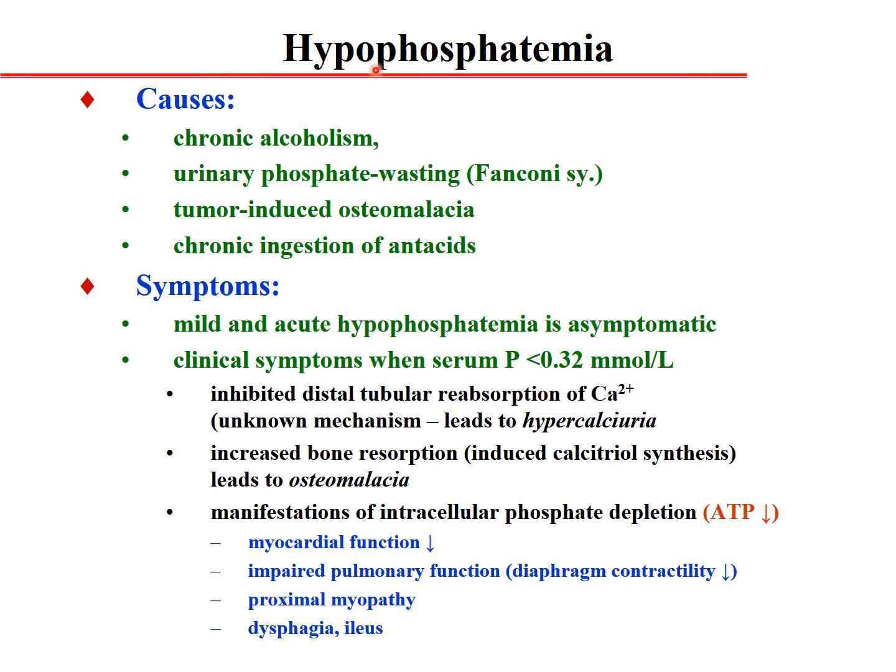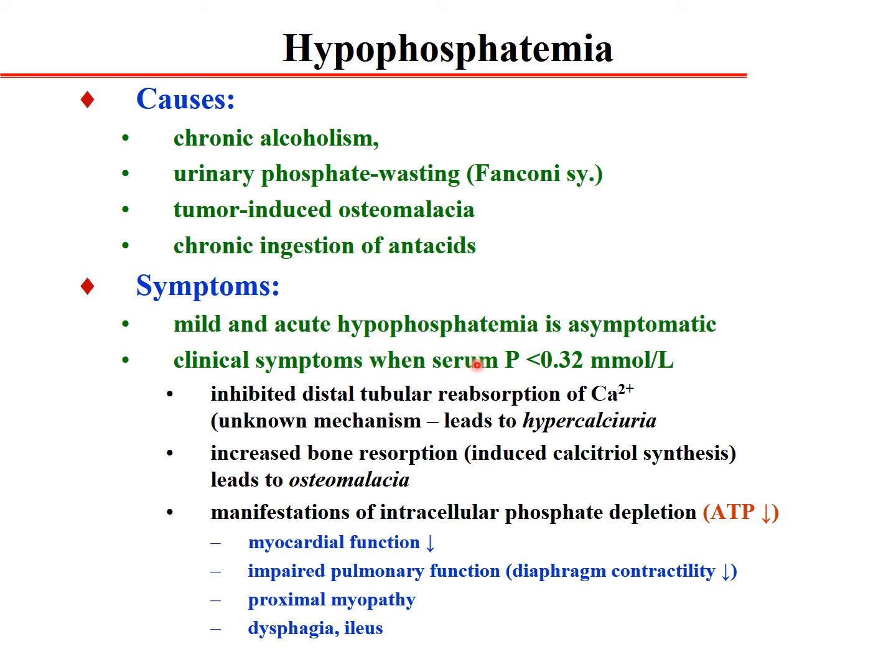Hypophosphatemia could be due to, for example, chronic alcoholism or urinary phosphate wasting, such as a part of Fanconi syndrome, or tumor-induced osteomalacia or chronic ingestion of antacids that again can cause hypophosphatemia. Symptoms: mild and acute hypophosphatemia is asymptomatic, there is no sign.